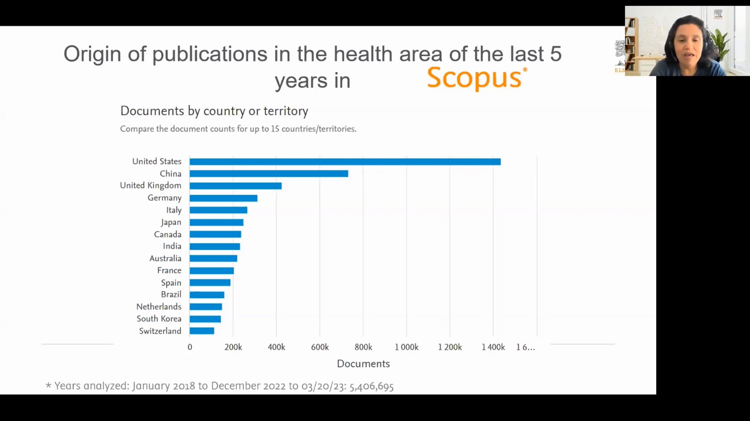And we have 5,406,695 articles related to medical and health sciences. Okay, so you can see that the United States, China, and the United Kingdom are the top 3. And we also have from Europe Germany, Italy, France, Spain, the Netherlands, and Switzerland included.